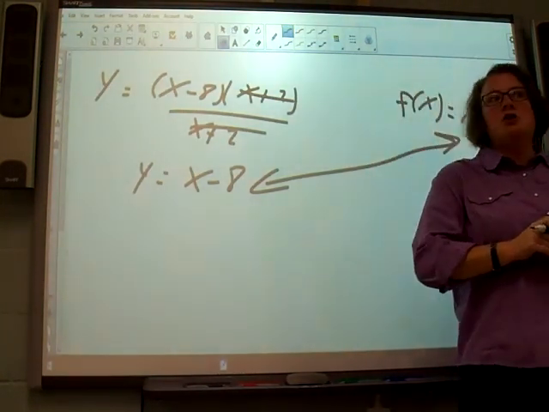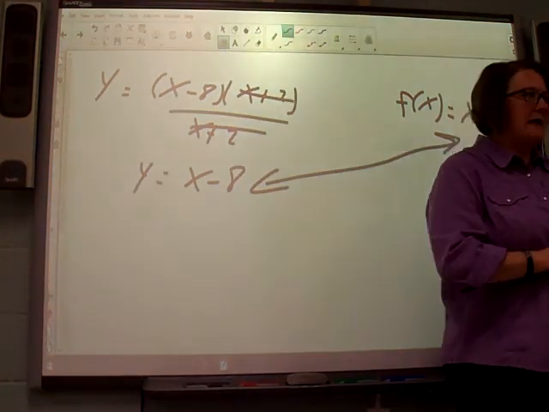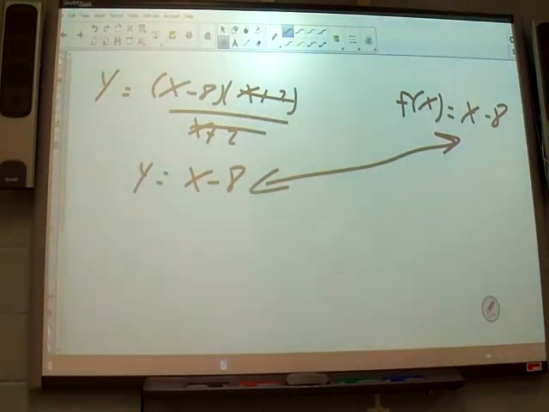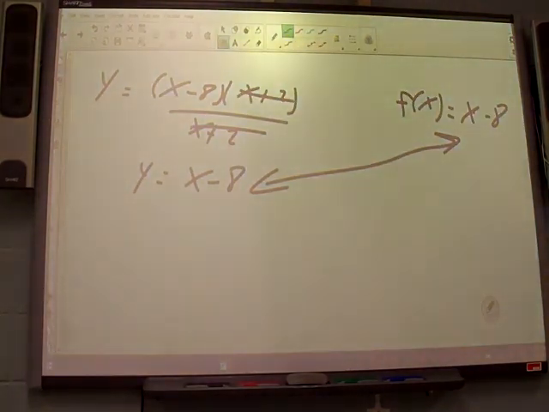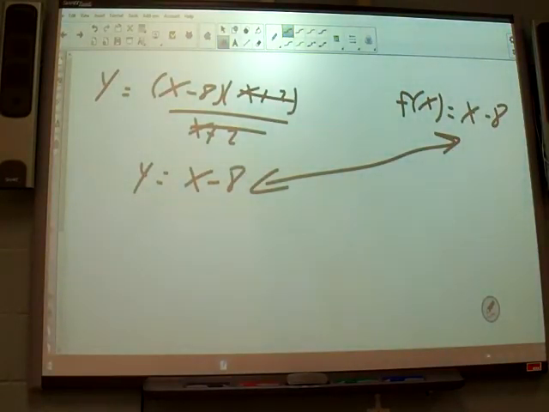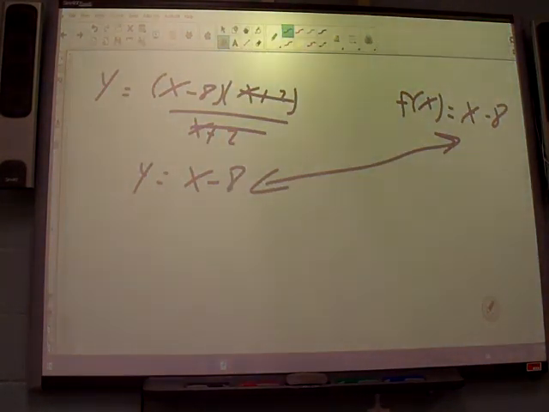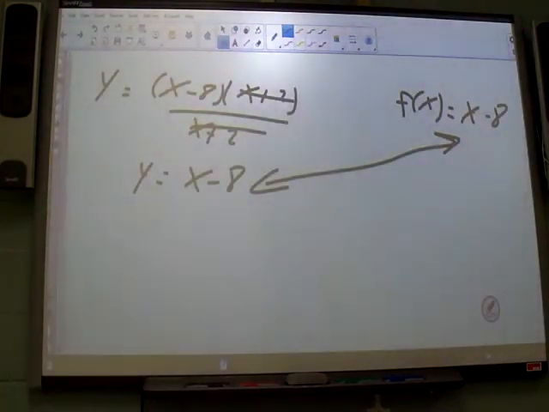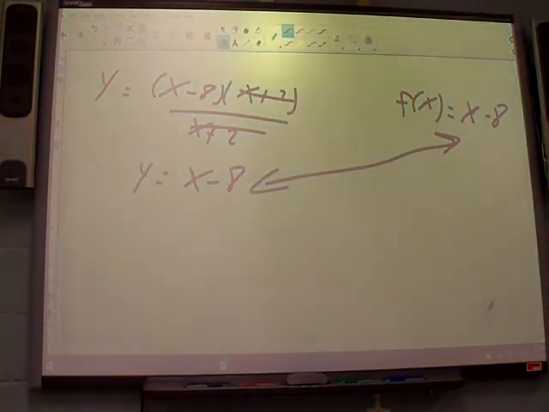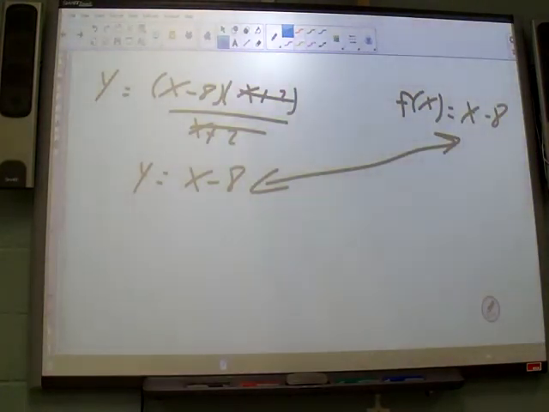So what we have not done, and we will before the year's out, on a graph is talk about a hole. There can actually be a hole in a graph. If we were to graph that one on the left, where x is -2, there would have to be an actual hole in that graph. So it simplifies the same, but x cannot be -2.